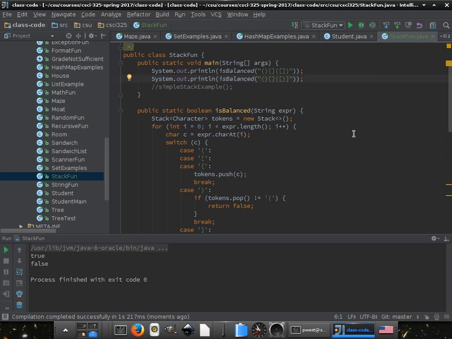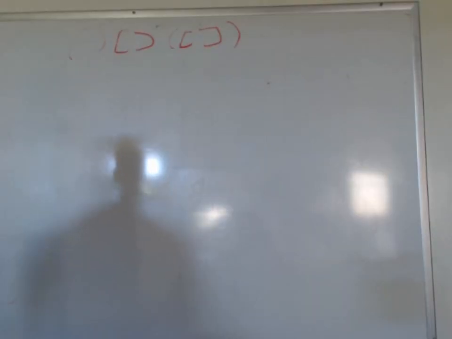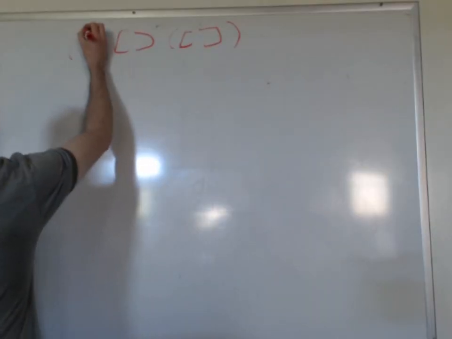Let's take one of these and run through it on the board just to clarify what's happening. Which one do you want? The first or the second one? First one. All right, what do we got? We have parentheses, square brackets, parentheses, square brackets, close parentheses. Great. Okay. So I wrote the expression up here.